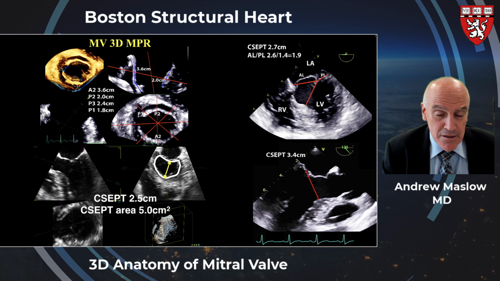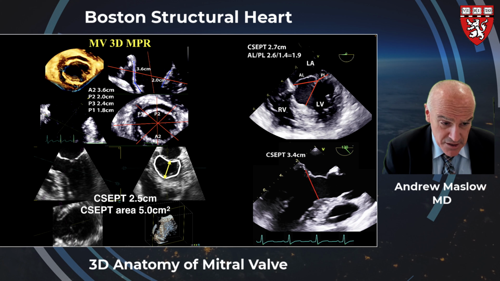I would say that A2 and P2 are a little bit easier to measure than perhaps your lateral and medial leaflets. In the bottom left is an example of placing the imaging planes along what I might consider the C-sept area there, and to the right you can then take that and actually measure the C-sept area and perhaps the C-sept distance. And then in the top right and bottom right are examples of measuring C-sept using two-dimensional views, and you can see the differences between the different views there.